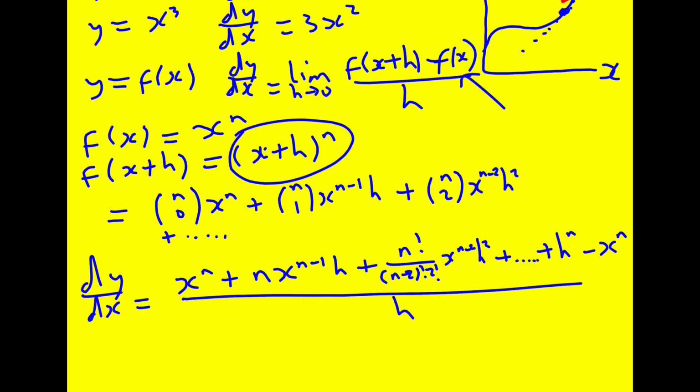And although this looks really complicated, sorry, I also forgot to put the limit in. I was rushing it. h tends to 0. Right, now look what happens. Just like before, these cancel out.